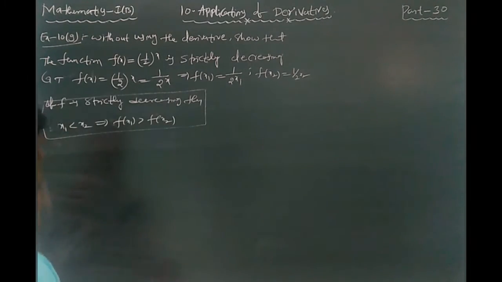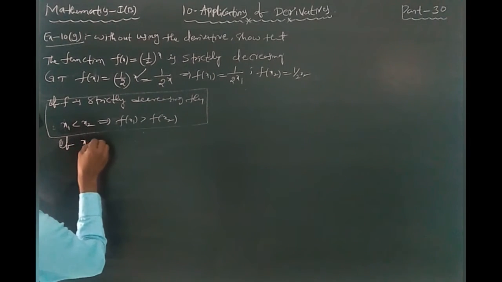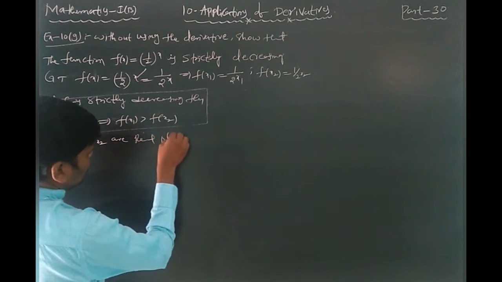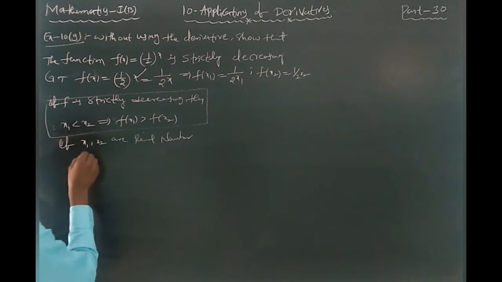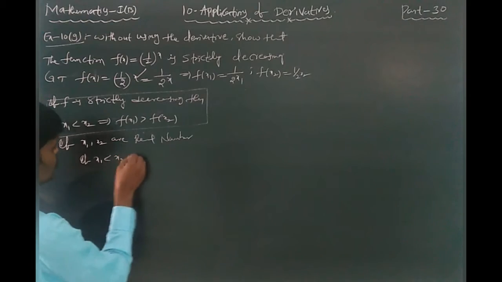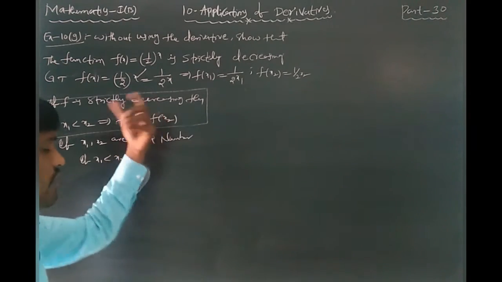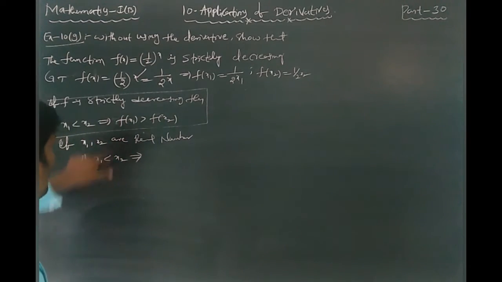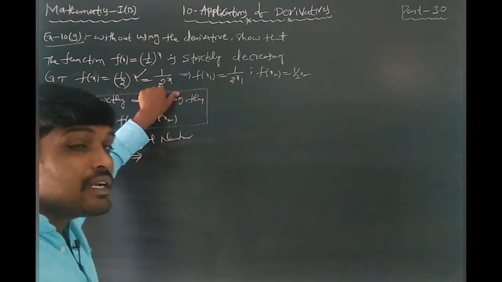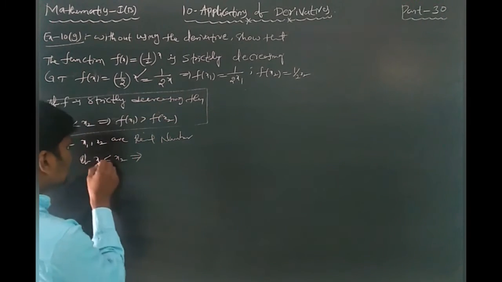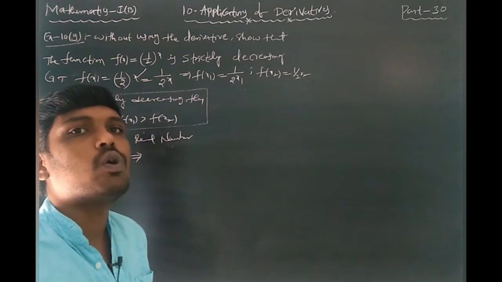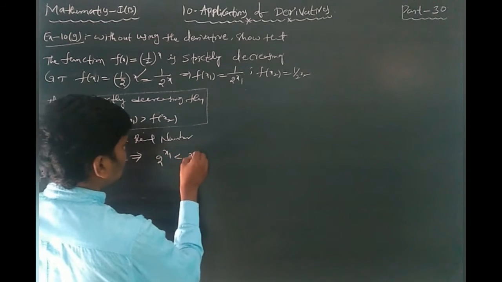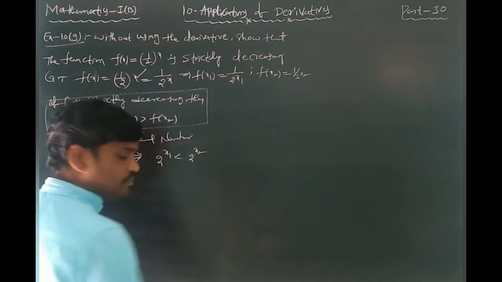First, you have to take x1, x2 are real numbers. Then, if x1 is less than x2, you can find f of x1 is greater than f of x2. Is that possible or not, check. Here the function is (1/2)^x. That's why, for x1 less than x2, apply both sides base 2: 2^x1 is less than 2^x2.